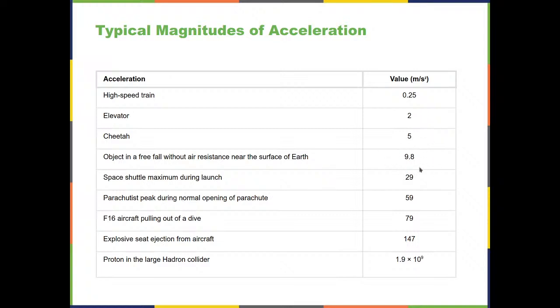Objects in free fall, which we'll talk about a lot on Wednesday, are falling at about 10 meters per second squared. And then if you go to some very high accelerations that humans are subjected to, then an ejection seat from an aircraft subjects you to 150 meters per second squared, which is of course something that literally can drain the blood out of your head and make you lose consciousness for a while. So those are high accelerations that are, let's just say, not recommended.